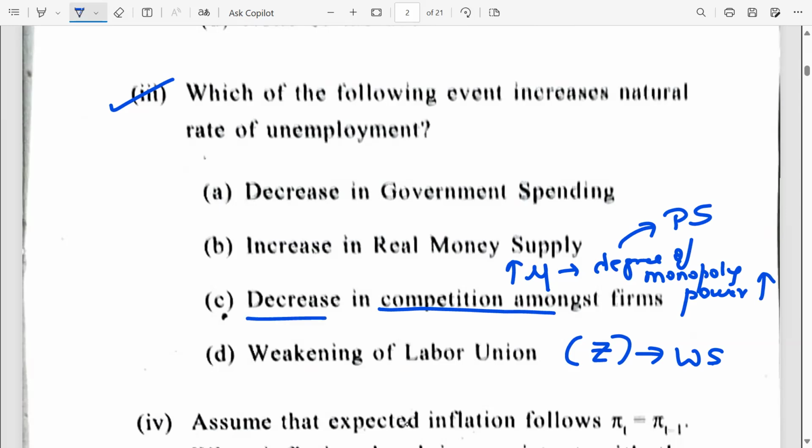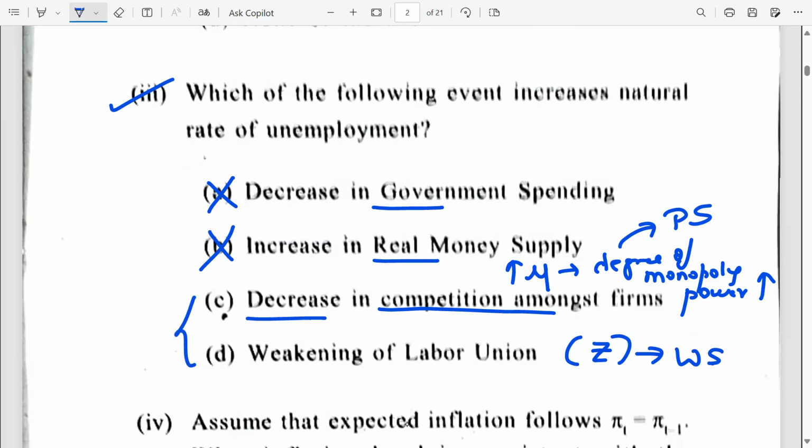Okay, decrease in government spending and real money supply are not the options. Why? Because they are all to do with the IS and the LM. Okay, this is to do with the IS and the LM curve, so they are not going to have any impact on the natural rate of unemployment. Any factor which affects the wage setting and the price setting equation will have an impact on the natural rate of unemployment. That means my answer is either of these two.